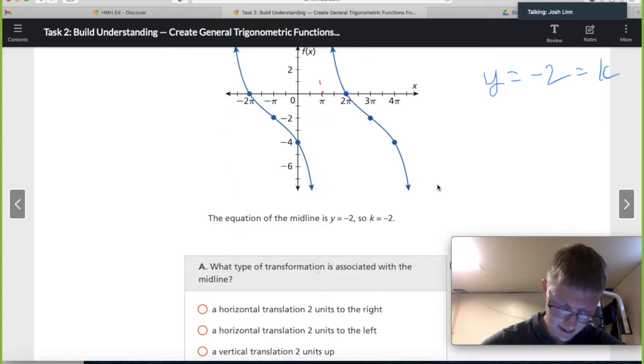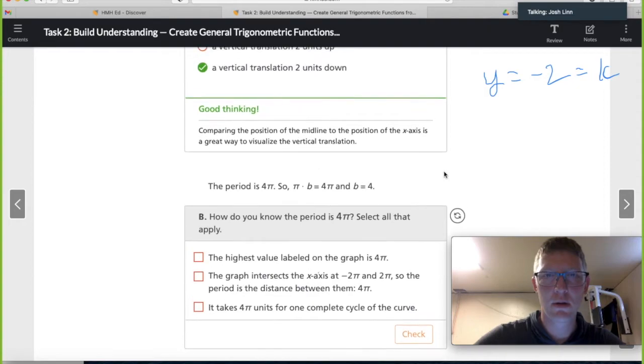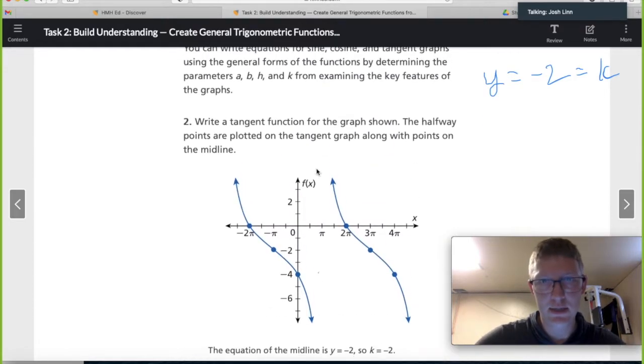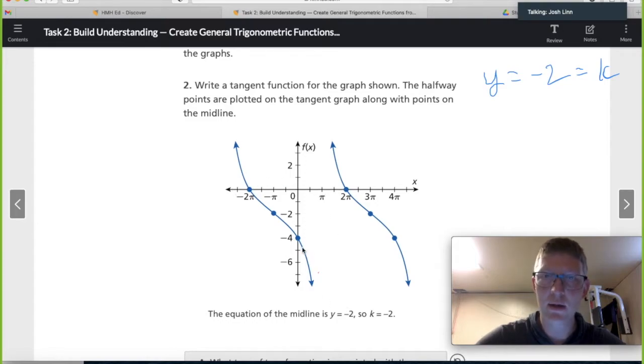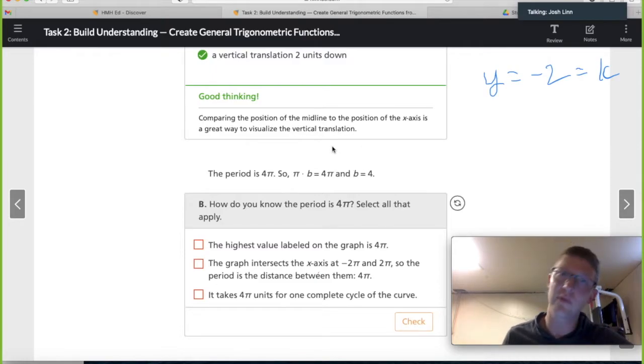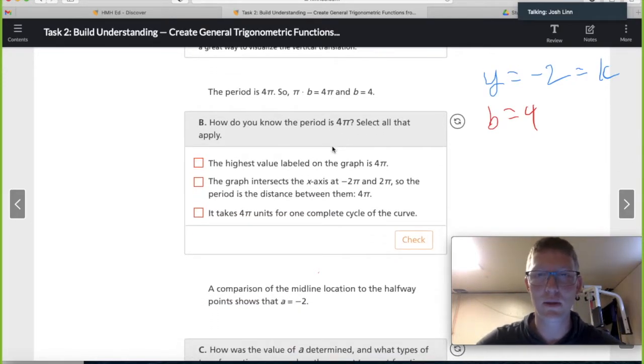Let's see what the book tells us. The period is 4 pi, which makes sense because it went from pi to negative 3 pi. So pi minus negative 3 pi would be 4 pi. So we agree on that one. So pi times b equals 4 pi, b equals 4. From the asymptotes, we can figure out what the period is, which is how we can figure out what our b is. How do you know the period is 4 pi? Select all that apply.